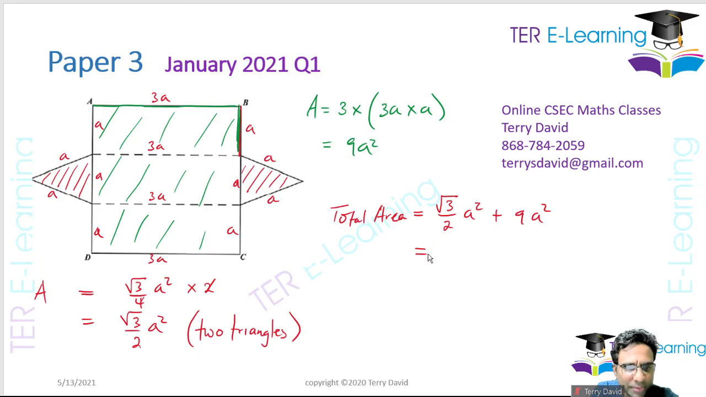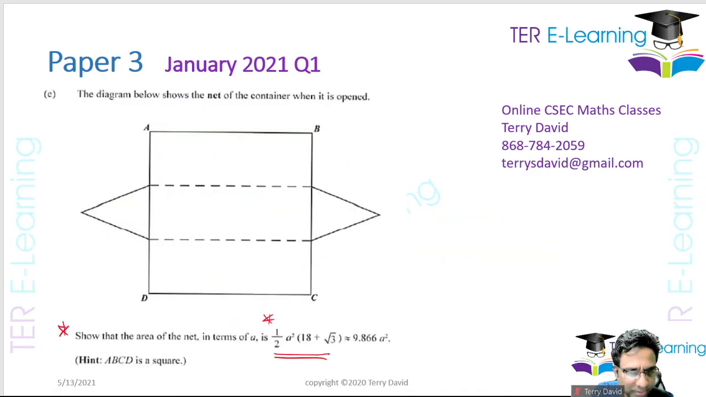Right, so what we can do, we can factorize this, right? And you can pull out a half, and you can also pull out a squared, and therefore in brackets you're going to end up with root 3 plus, now if you want to get back the 9, this should be 18, right? So half a squared root 3 plus 18, I think that's what they have there, right? Yeah, half, right? So that's what they want, and they said that is approximately equal to 9.866 a squared, right?